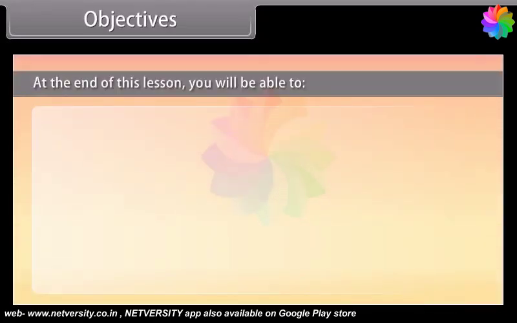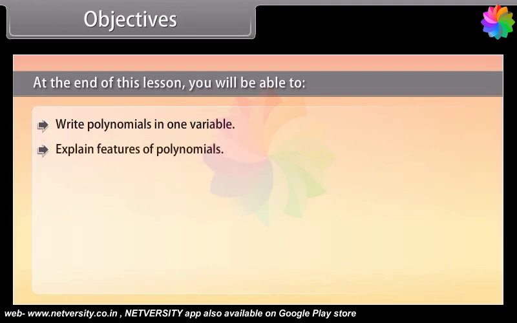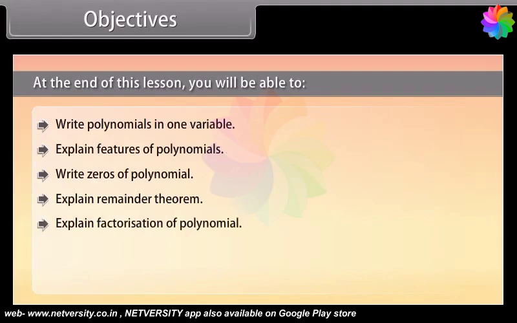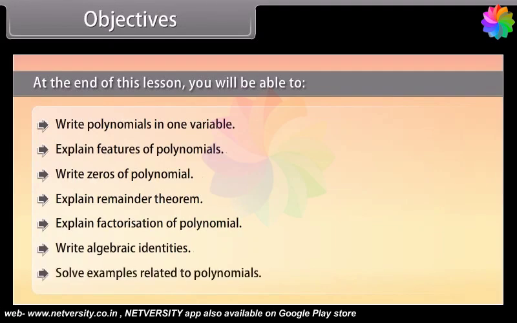Objectives. At the end of this lesson, you will be able to write polynomials in one variable, explain features of polynomials, write zeros of polynomials, explain remainder theorem, explain factorization of polynomial, write algebraic identities, and solve examples related to polynomials.